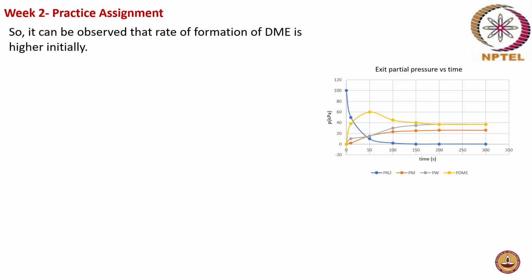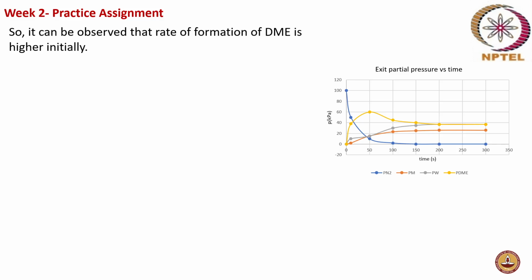So, it can be observed that the rate of formation of DME is higher initially. That is why, till 50 or 60 seconds, you could see a rapid increase in DME concentration at the exit. Whereas in the later stage, what happens? It decreases and then comes to some constant value.